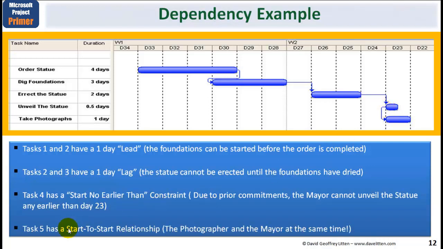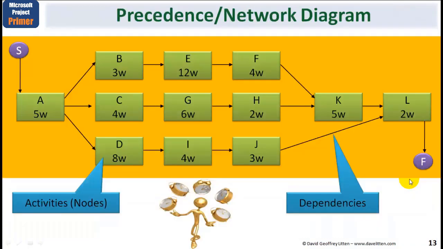And finally, task 5, you'll notice, has a start-to-start relationship with task 4. The reason that's been chosen is because obviously the photographer and the mayor must be there at the same time to take the picture. So that's just a very simple example of how you might apply some of these ideas.